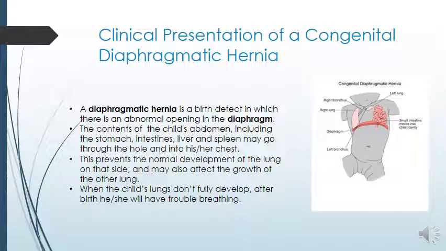The contents of the child's abdomen, including the stomach, intestines, liver, and spleen, may go through the hole and into his or her chest. This then prevents the normal development of the lung on that side and may also affect the growth of the other lung. It's important to remember that when the child's lungs don't fully develop, after birth, he or she will have trouble breathing.